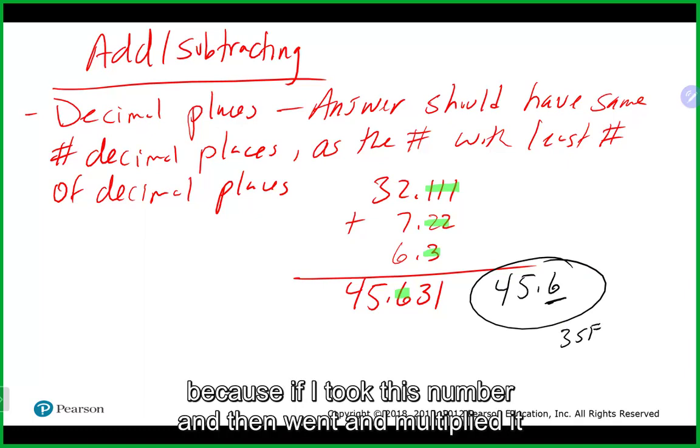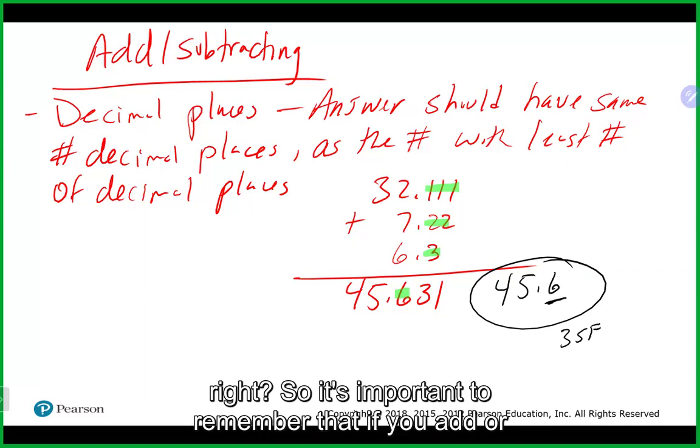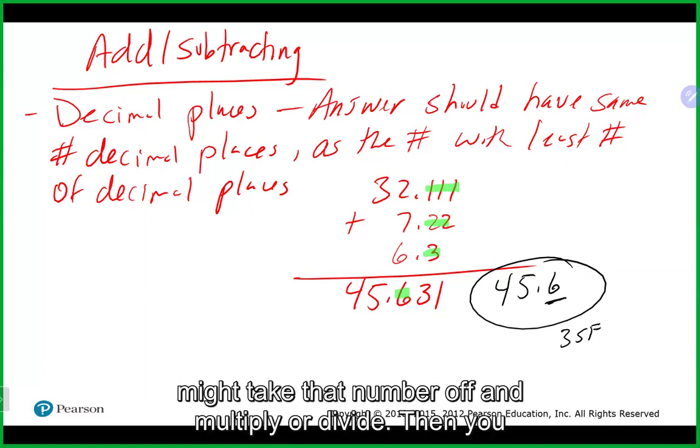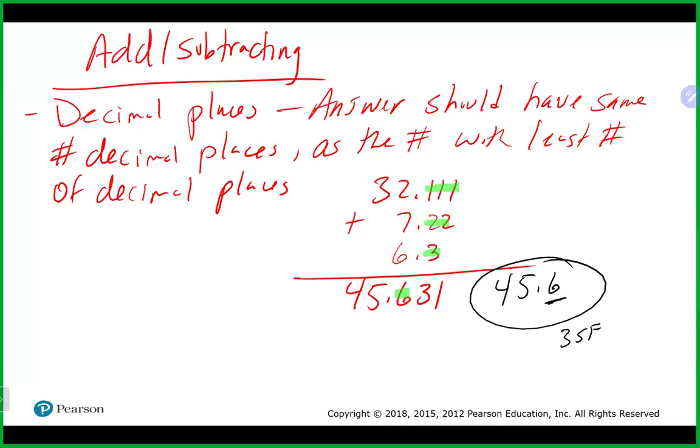That's important because if I took this number and then multiplied or divided it, I now need to look at significant figures, right? So it's important to remember that if you add or subtract, you're looking at decimal places, but then you might take that number off and multiply or divide, and then you need to switch over to significant figures.